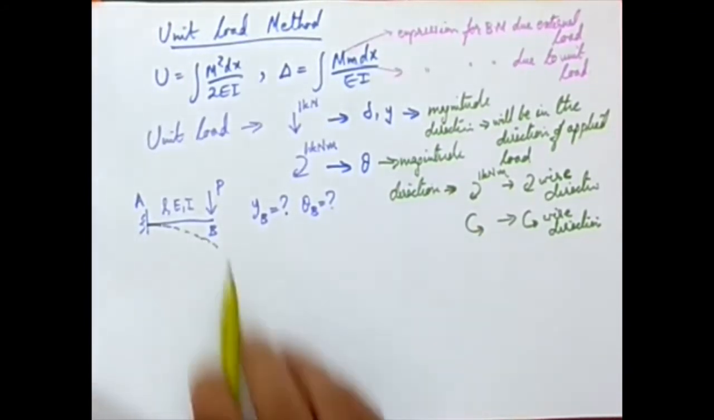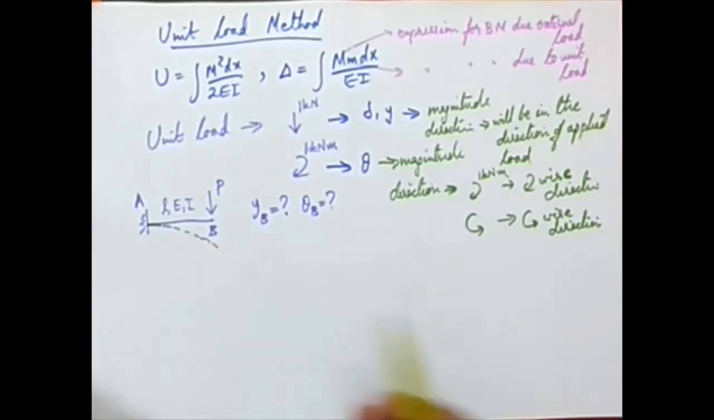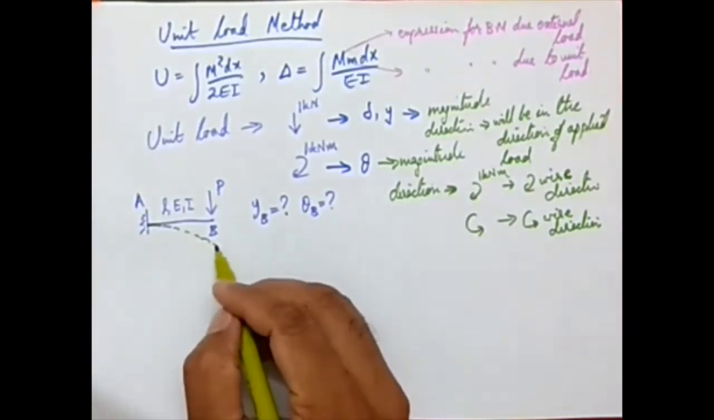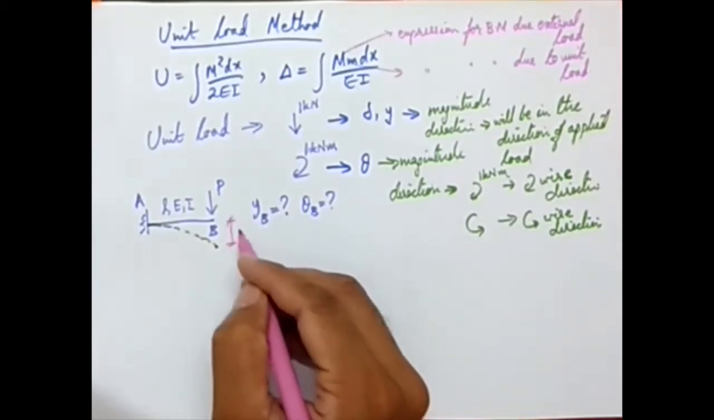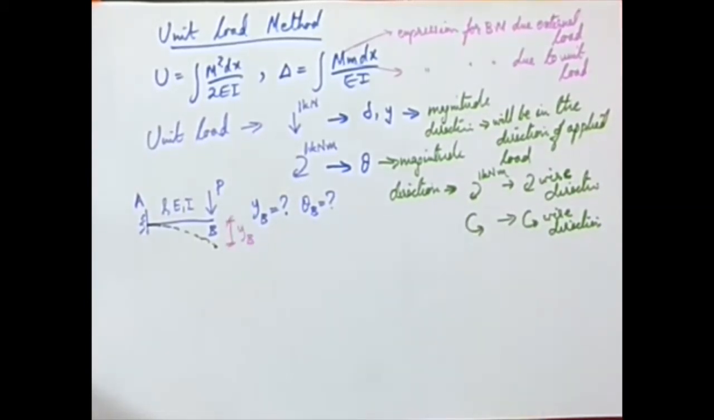Now I want to know what are these two parameters in the image. So YB is basically this distance. This is what we call YB. And what is theta B? Theta B has got a particular way of representation.